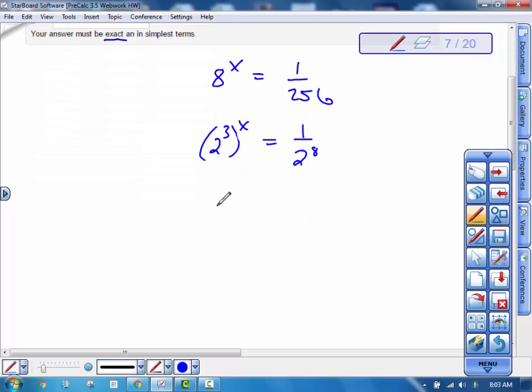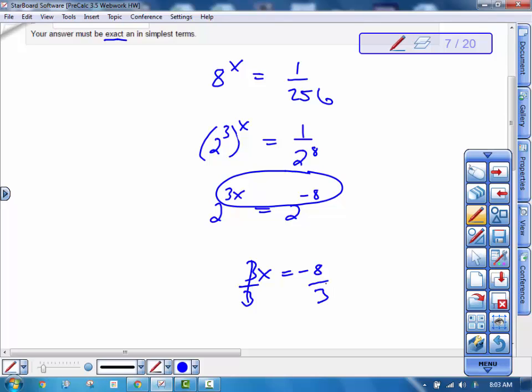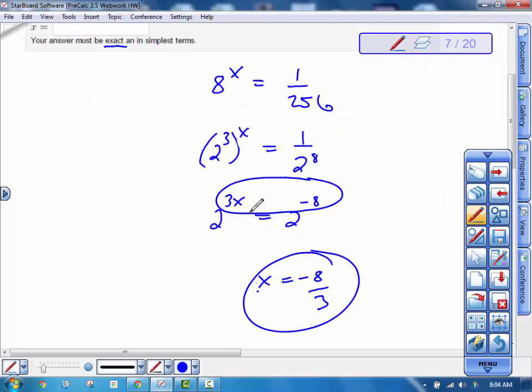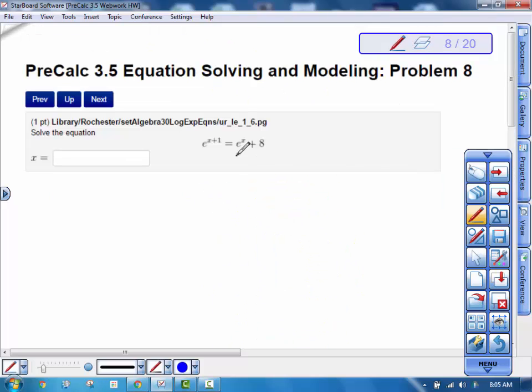Okay, so then I can make this 2 to the 3x equals, and I'll make this 2 to the negative 8. And then you can just compare right there. 3x has to equal negative 8, so divide both sides by 3. And there's my answer: x equals negative 8/3. And obviously that's the work I would need to see for full credit on the test.